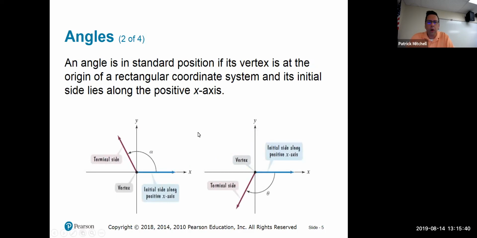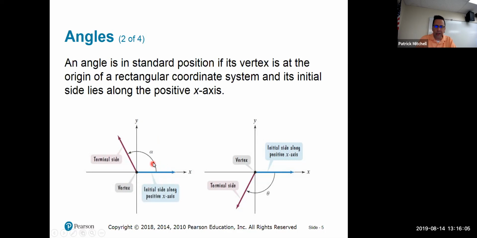Okay, so very, very often in trigonometry, we want to put our angles in standard position. Standard position means that the vertex is at the origin, at the point 0, 0, and the initial side of the angle lies along the positive x-axis. Okay, so here is a picture of an angle in standard position.